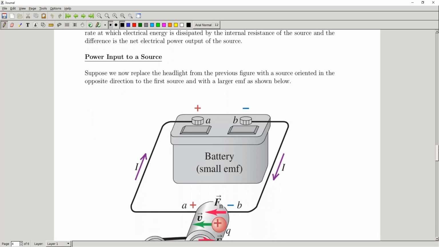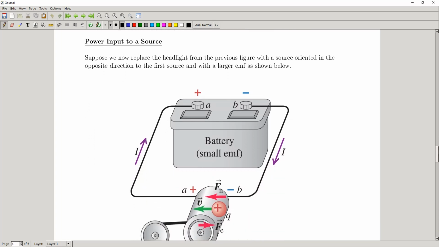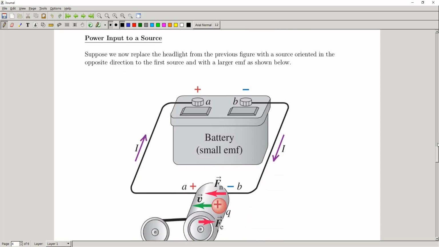And now another quick topic. We want to take a look at the power input to a source. So this is a little bit of a different situation. What we have here is sort of like what happens in your car when you turn on your car. You're using some of the power stored in your battery to first turn over your engine, but then when your engine is going, your alternator is feeding power back into your battery. So this is kind of what we have going on here.